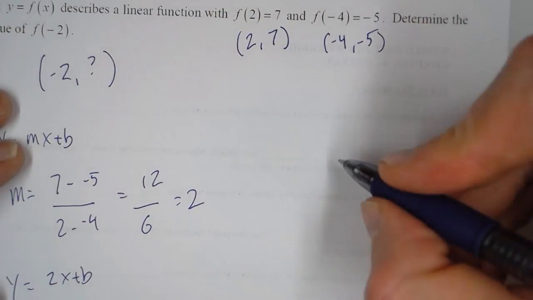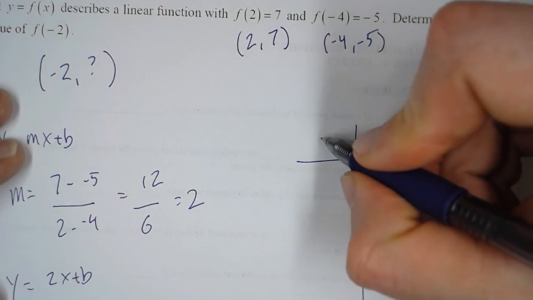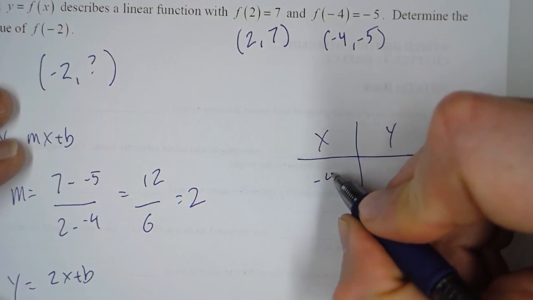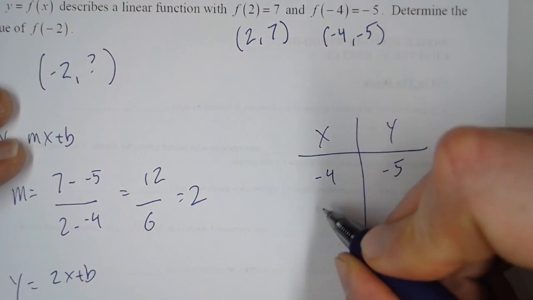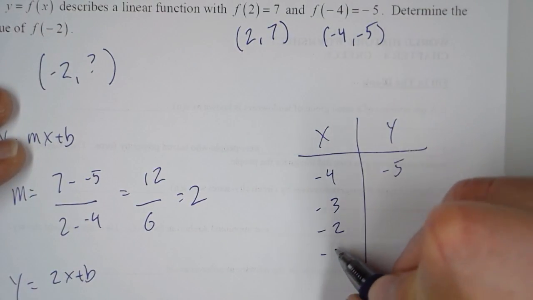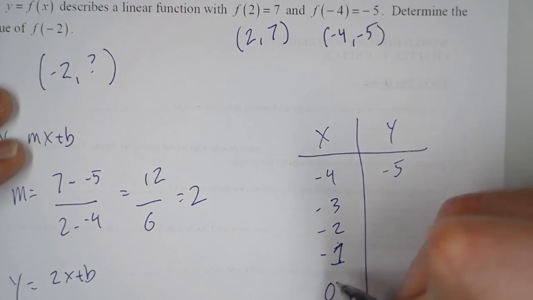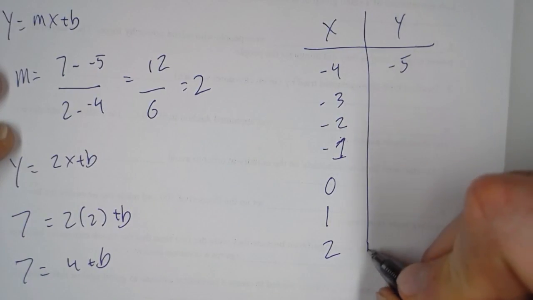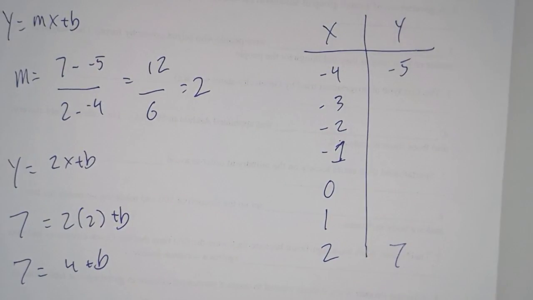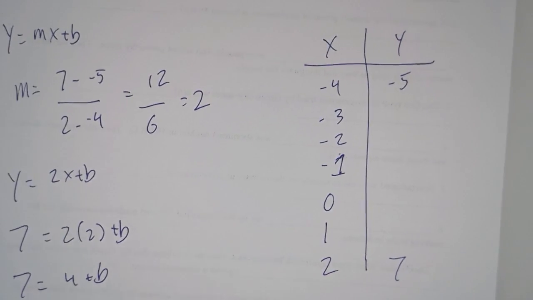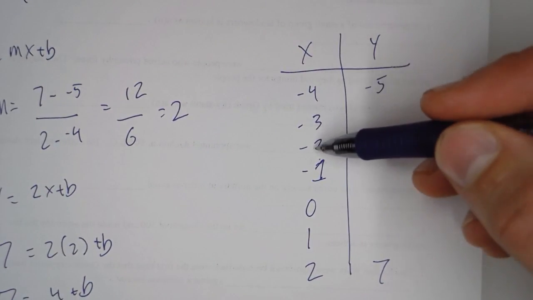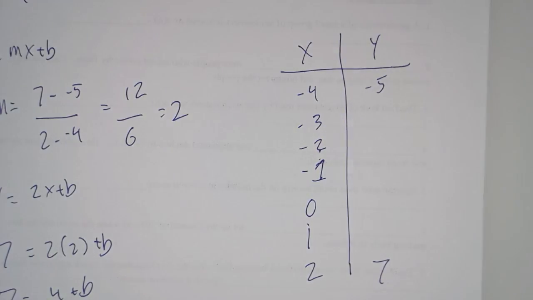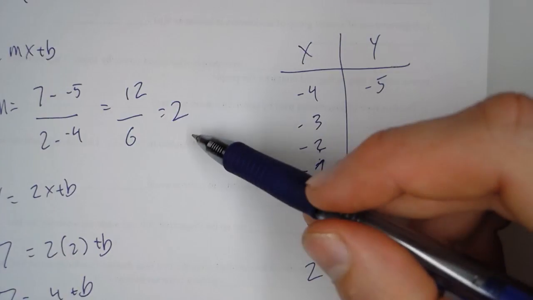The second way to do this is to say, all right, let's look at our x and y values. Now we were given negative 4, which was negative 5. Now we weren't given negative 3, negative 2, negative 1, 0, or 1. We were given 2. And that was a value of 7. Now with a linear function, the idea is that as the x values go up by 1, the y values are going to go up or down by the same amount. And as it turns out, that was the slope.